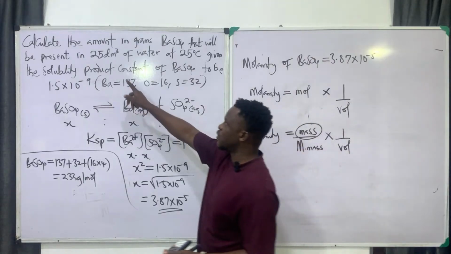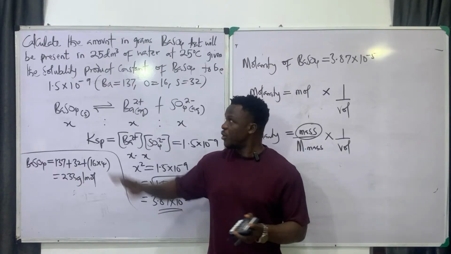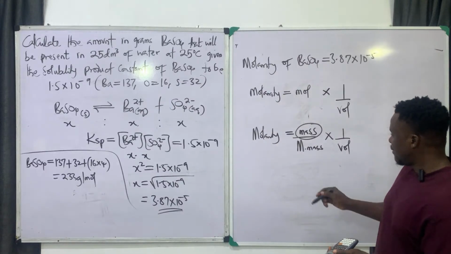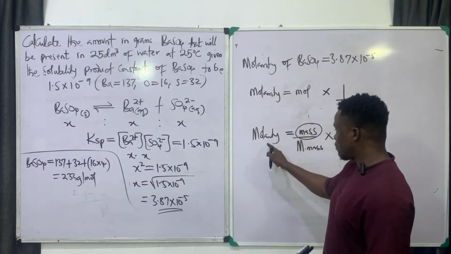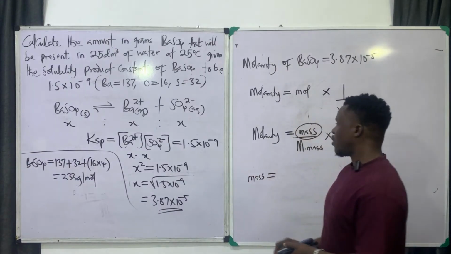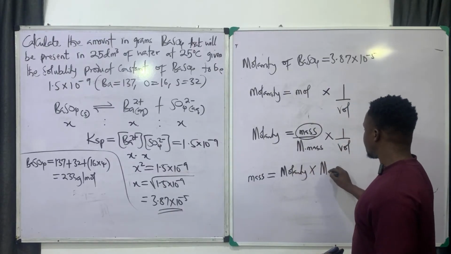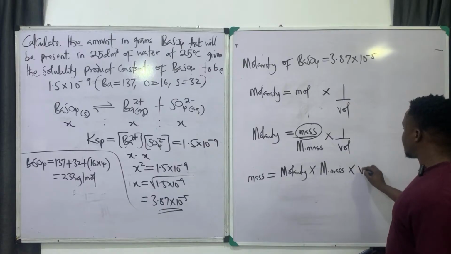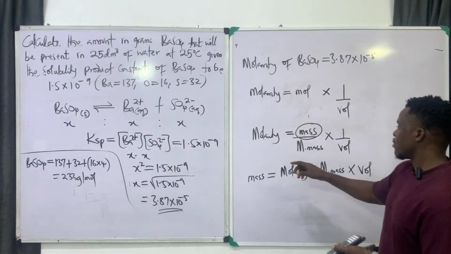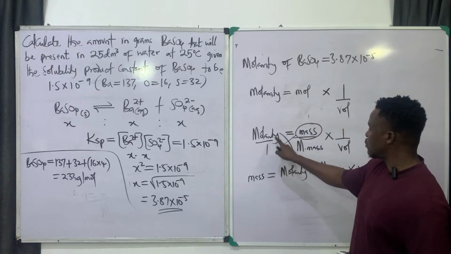The volume is already given to us in dm³ or liters, which is the correct unit for molarity. So we're going to solve this directly. We want to make this guy the subject of the formula. If I make this the subject of the formula, mass equals molarity times molar mass times volume. Mass times 1 equals this times this.